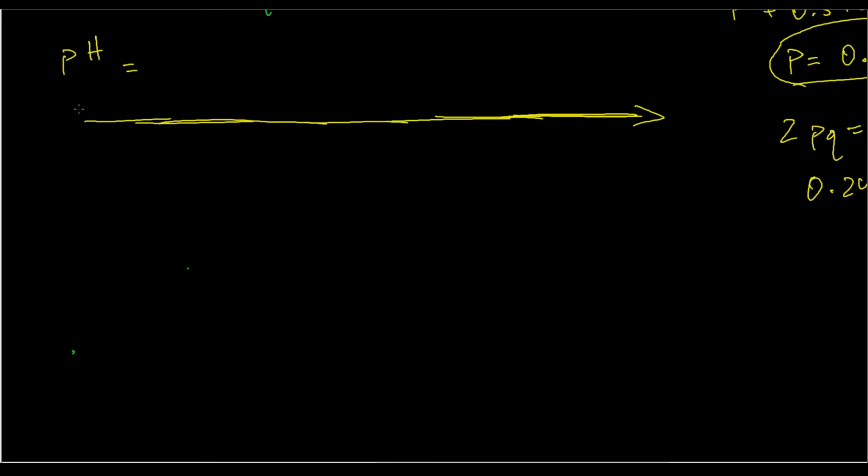All right. So we have a scale here. This would be 0, this would be 14, and this would be 7. So 7 is neutral. This is neutral. This would be basic, and then this would be acidic.